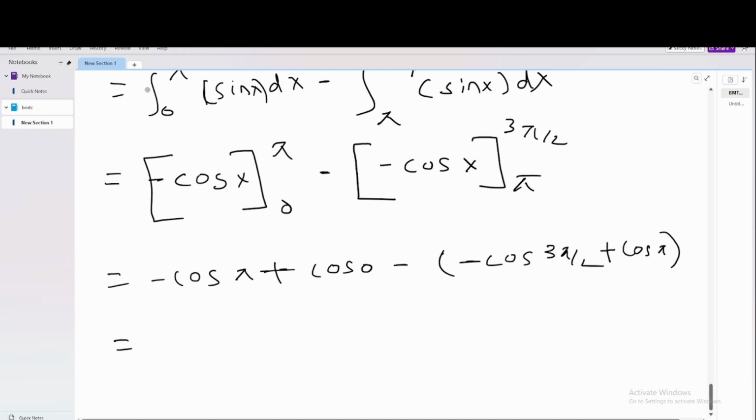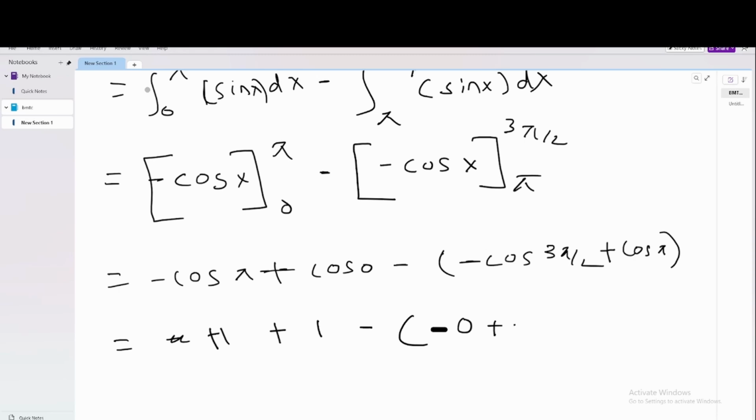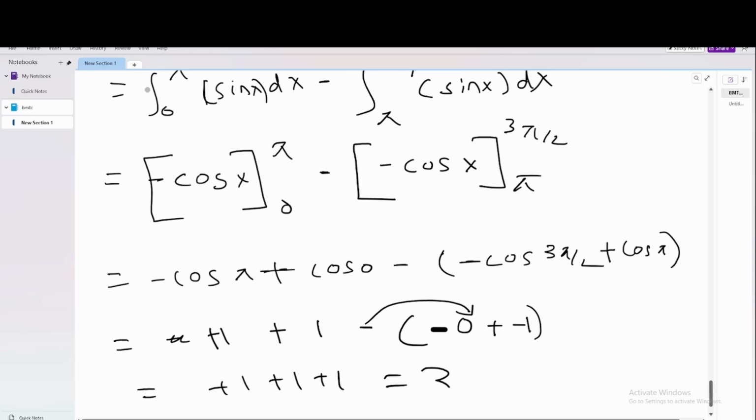Minus cos pi is minus of minus 1, which is plus 1, plus cos 0 is equal to plus 1, minus of cos 3 pi by 2 is 0, plus cos pi is minus 1. So this minus will be here, so it will be plus 1 plus 1 plus 1 is equal to 3. This is the final answer.